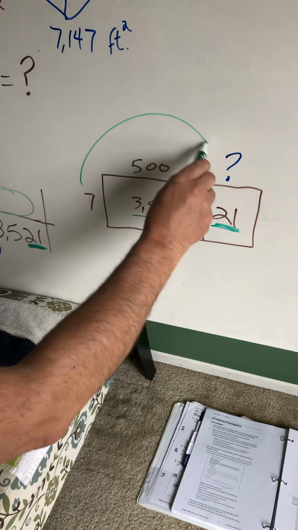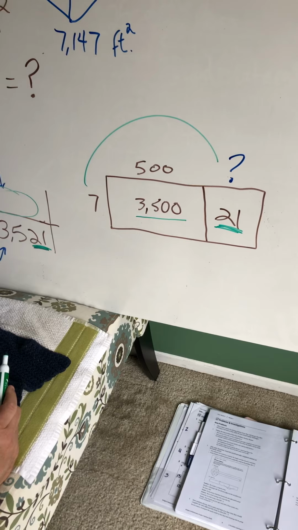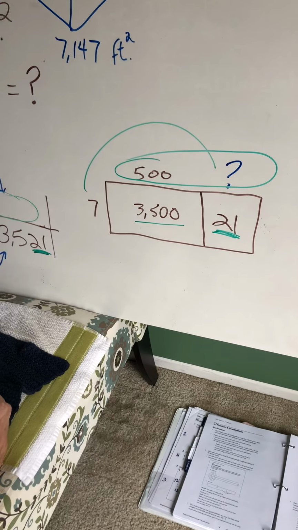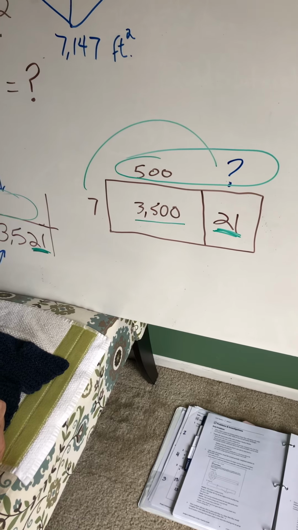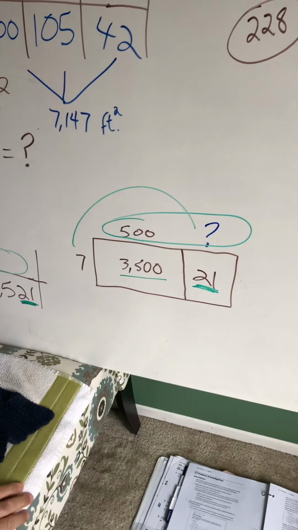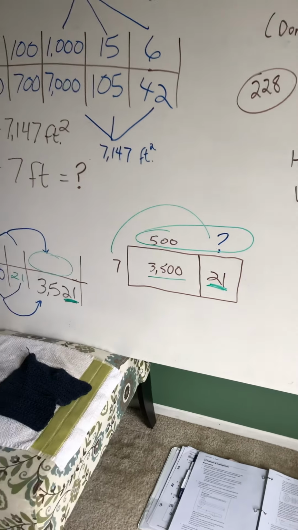Okay. 7 times blank equals 21, and these two are going to be your answer when you add them together. That's going to be 3,521 divided by 7. Okay? So they're going to ask you to do several of those.